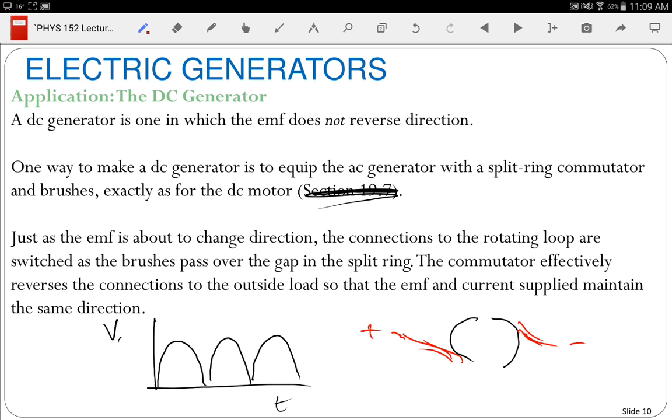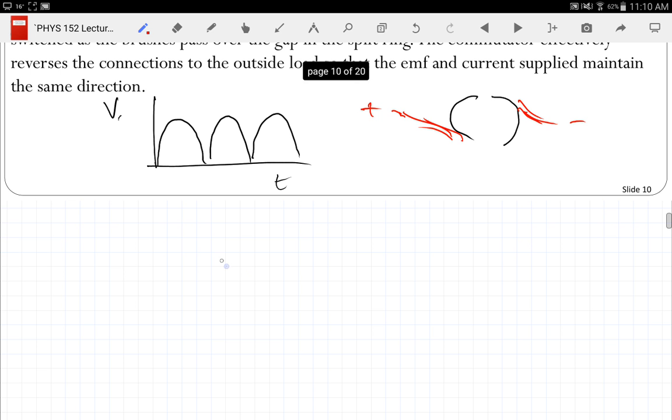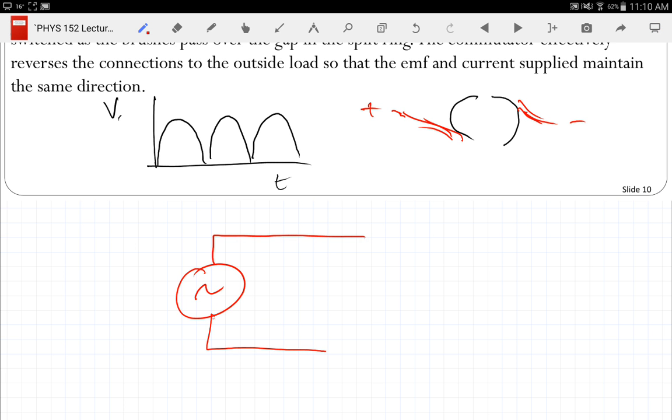So what ideas... before I go on to the smoothing, there's a way to do this without having a split commutator. That's using diodes. You use a diode bridge where you have your AC generator. This little tilde means it's AC. Do you have a question, Michael? No. Okay. You take that output and you make a bridge with diodes.